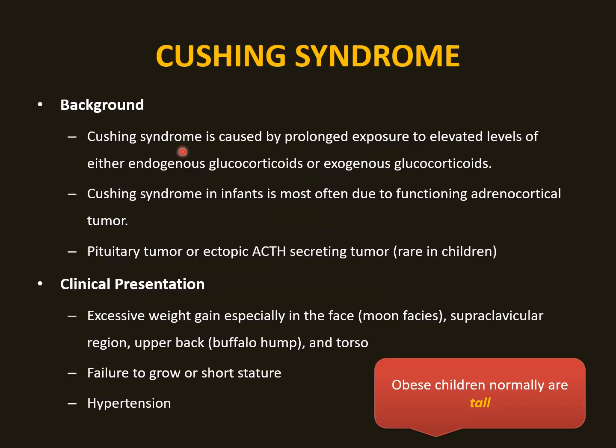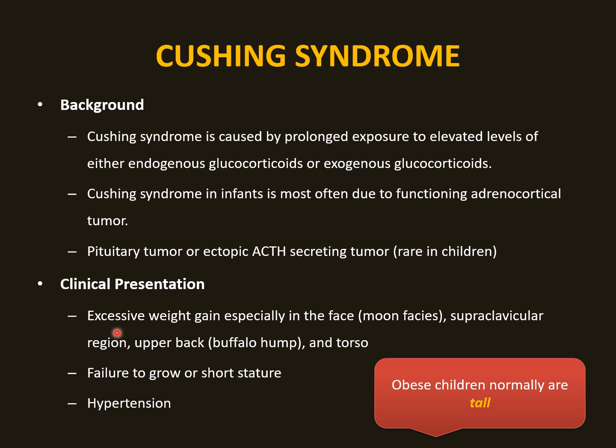Cushing syndrome. Cushing syndrome is caused by prolonged exposure to a high level of endogenous glucocorticoid from inside the body or exogenous from outside, like taking medication containing steroids. Cushing syndrome in infants is mostly caused by functioning adrenocortical tumor. Pituitary tumor or ectopic ACTH secreting tumor is rare in children.